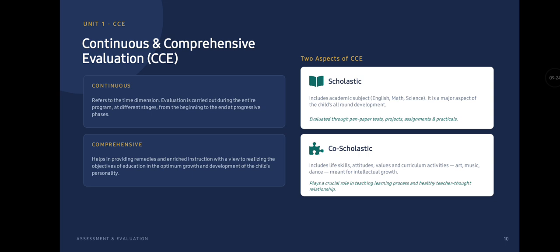Two aspects of CCE. First is scholastic, includes academic subjects: English, Math, Science. It is a major aspect of the children's all-around development, evaluated through pen paper tests, projects, assignments, and practicals. Second is co-scholastic, includes life skills, attitudes, values, and curricular activities. Art, music, dance, meant for intellectual growth. Plays a crucial role in the teaching learning process and a healthy teacher-taught relationship.